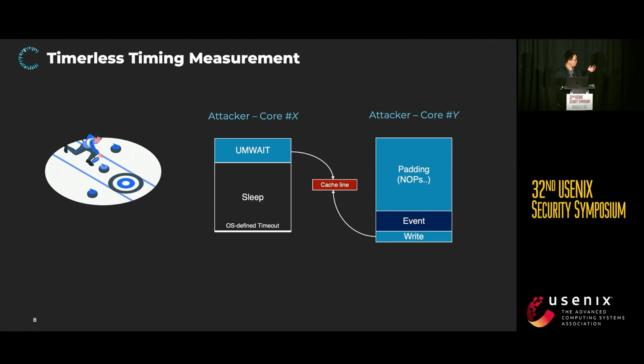So the function of the serialized padding here is this: if the target event is a slow event, for example, a cache miss, then the write is too late to wake up the other processor, and the first processor has already woken up due to the OS-defined timeout. But if the event is a faster event, for example, a cache hit, then the write is early enough to wake up the other processor, so we get a different carry flag here. Then we can use this value to distinguish the timing of the event.